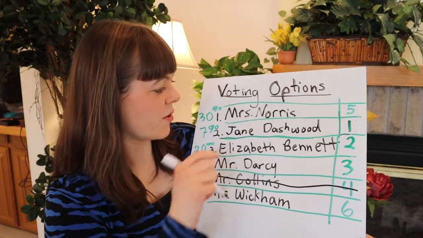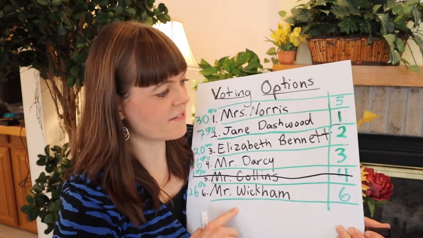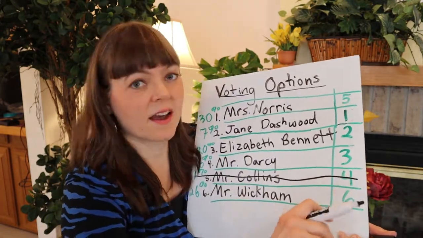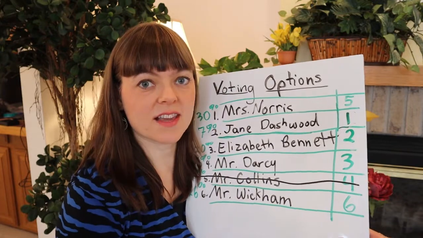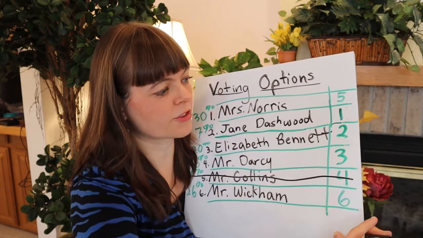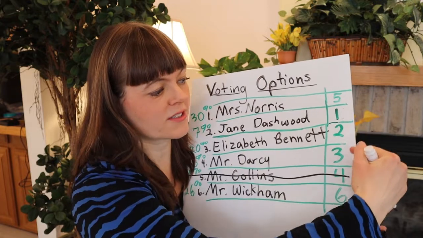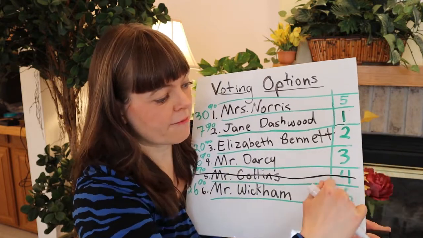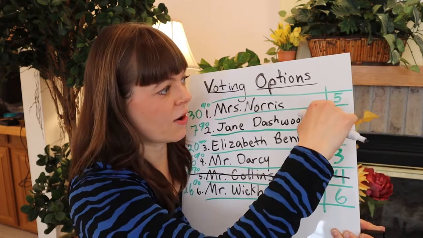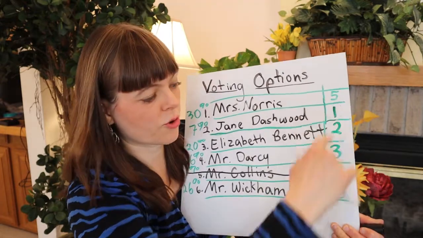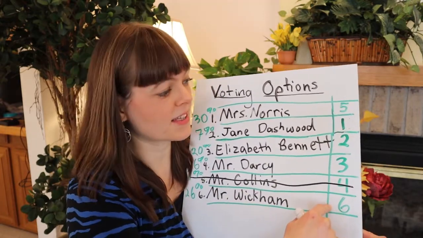So in the next round, we only have 5 candidates left, and for my new ballot, the system can automatically calculate it based on my preference ordering. It knows my first 3 choices are still there. My 4th choice has been eliminated, so now Mrs. Norris is my 4th choice and Mr. Wickham is my last choice.